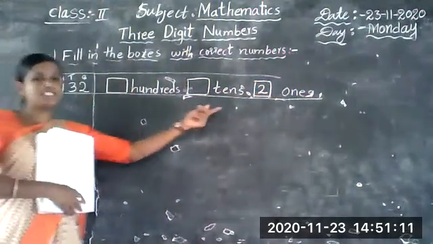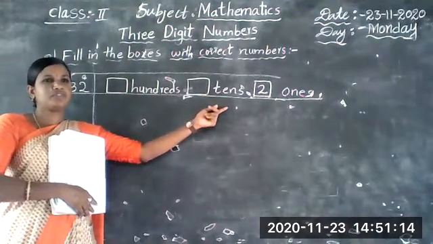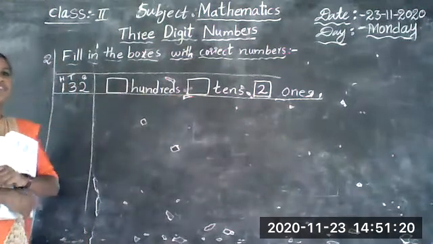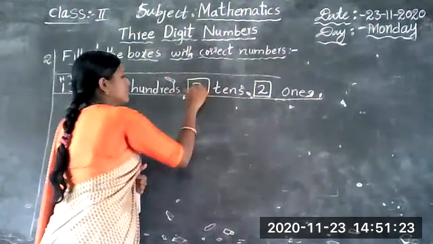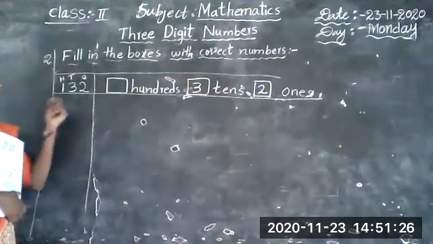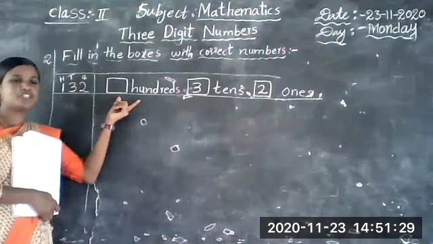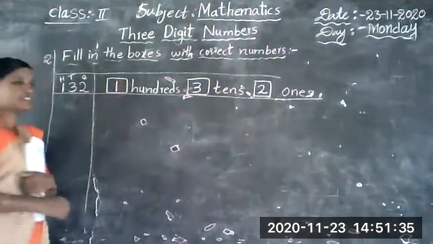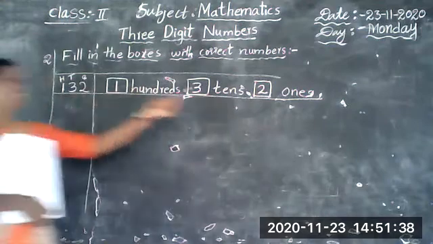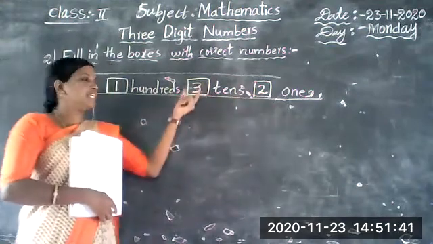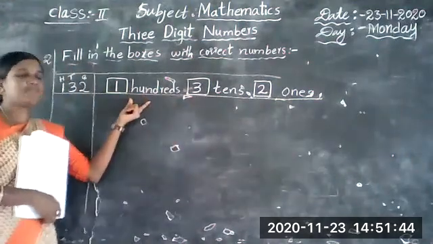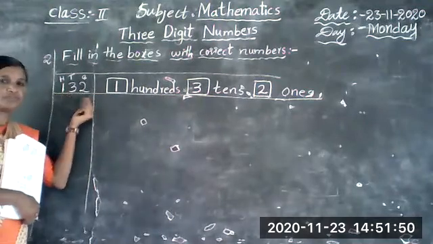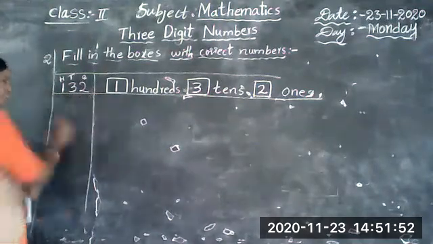And which number is there in tens place? Show with your fingers. Very good, Alikya and Harshita. Next, which number is there in hundreds place? Show me with your fingers. Vinit, Rakshit, very good. Karthik. Yes, ones place, number 2, tens place, 3, hundreds place, 1. So the number name is 132.